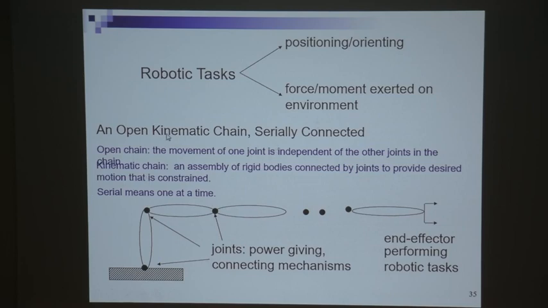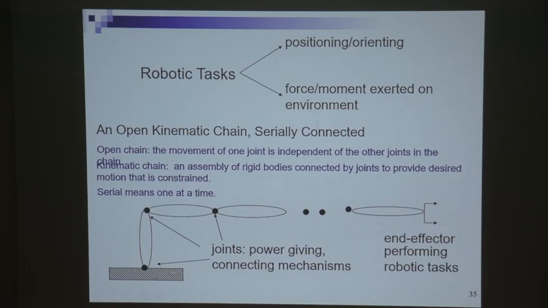So what about a kinematic chain? A kinematic chain is defined as an assembly of rigid bodies connected by joints to provide the desired constrained motion. This is the definition of a kinematic chain. So it deals with an assembly of rigid bodies. Serially connected means you connect one at a time. Serial means one at a time, while parallel means you have multiple at one go.